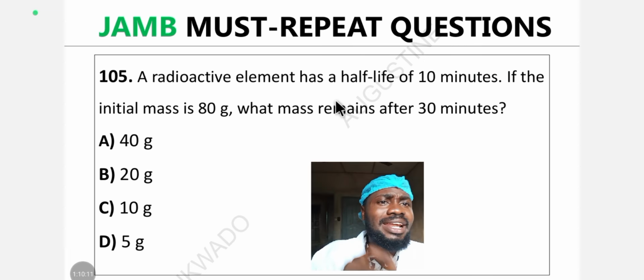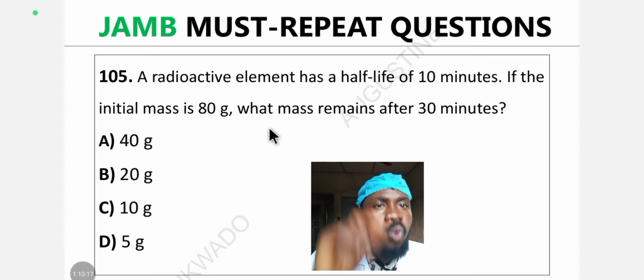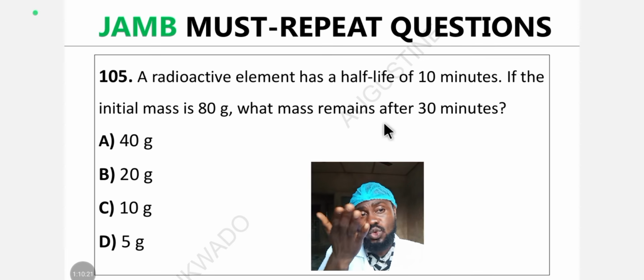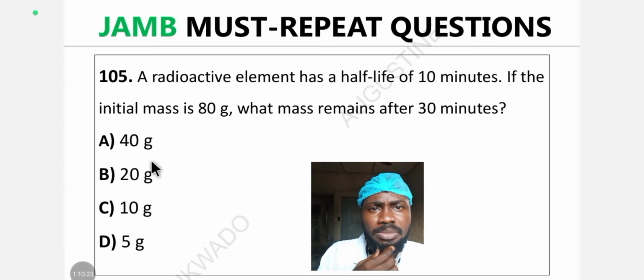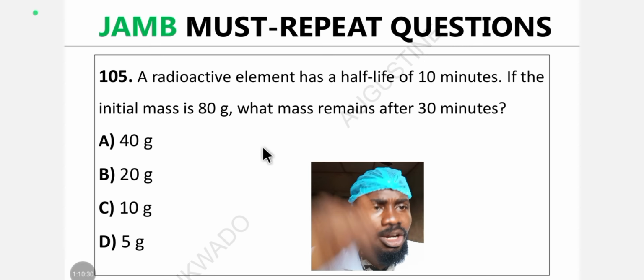Question 105. A radioactive element has a half-life of 10 minutes. If the initial mass is 80 grams, what mass remains after 30 minutes? Use the half-life formula to solve this. A. 40 grams. B. 20 grams. C. 10 grams. D. 5 grams. What's the answer? Drop the answer in the comment section.